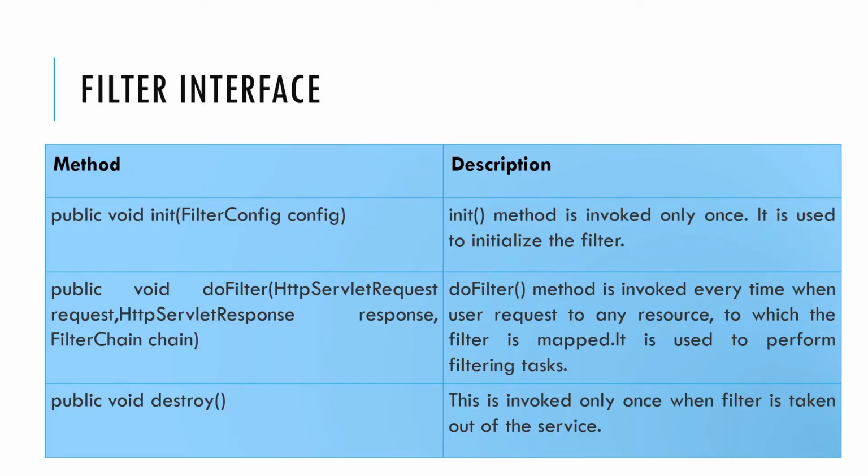Next we can see the Filter interface. Those are the methods included in the Filter interface. First one is the init method. The init method is invoked only once, and it is used to initialize the filter. The doFilter method is invoked every time the user requests any resource to which the filter is mapped, and it is used to perform the filtering task. The other method is the destroy method. This is invoked only once when the filter is taken out of the server, and it is used to destroy or clean up the filter object from the server.